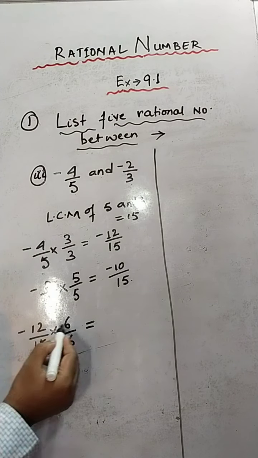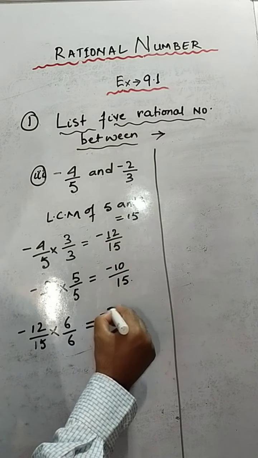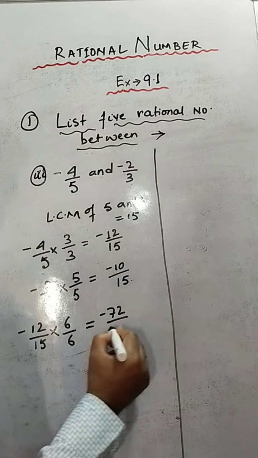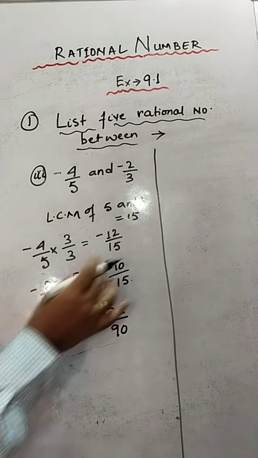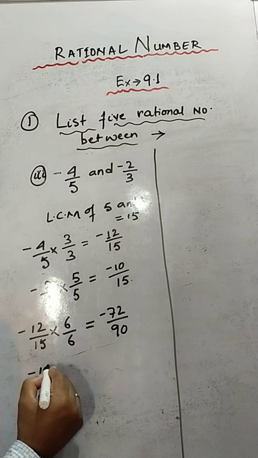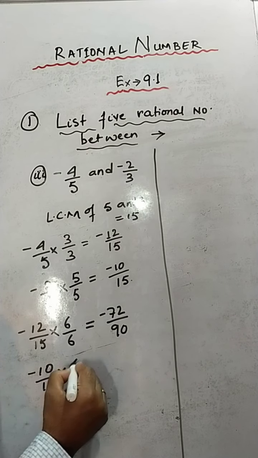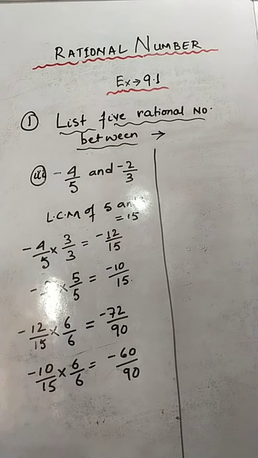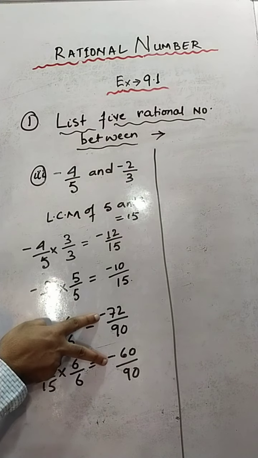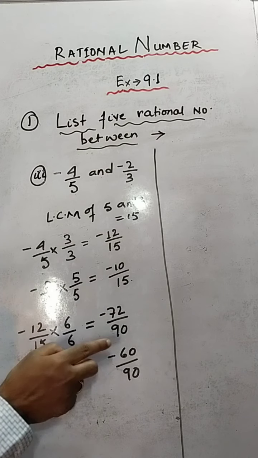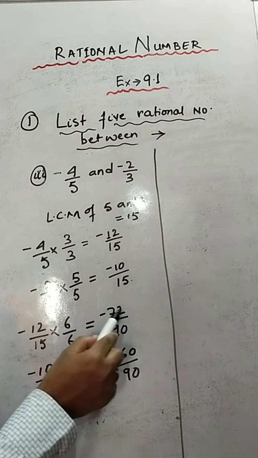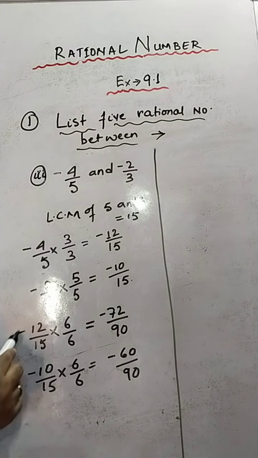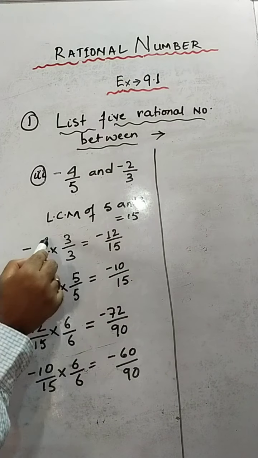So minus 12 into 6 is what? Minus 2 into 6 is minus 72, and 15 sixes are 90. Same thing we'll do with this one, that is minus 10 upon 15. Again we have to multiply with 6. That is minus 60 by 90. Fine. So now see the gaps are created. Minus 72 and minus 60. So minus 72 by 90 we are getting from where? Minus 12 by 15.